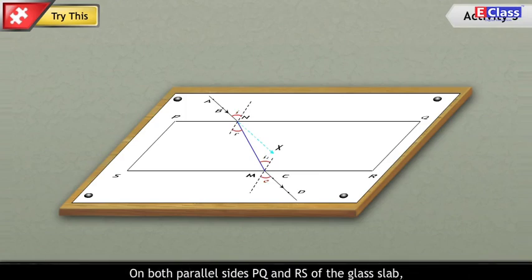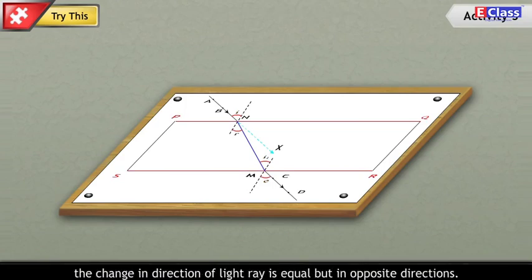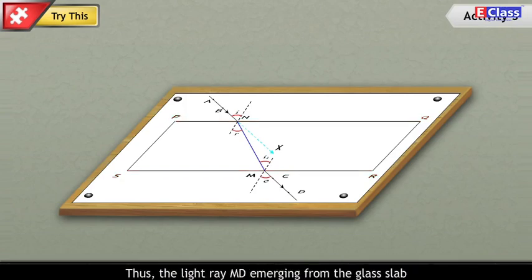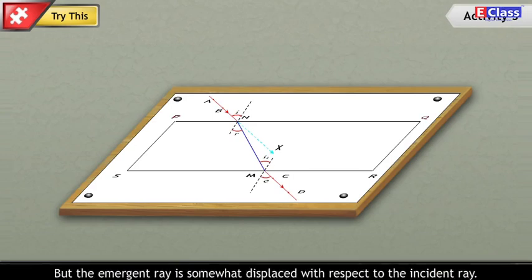On both parallel sides, PQ and RS of the glass slab, the change in direction of the light ray is equal but in opposite directions. Thus, the light ray MD emerging from the glass slab is parallel to the incident ray AN on the side PQ of the slab. But the emergent ray is somewhat displaced with respect to the incident ray.